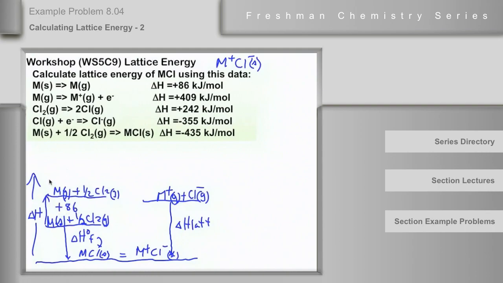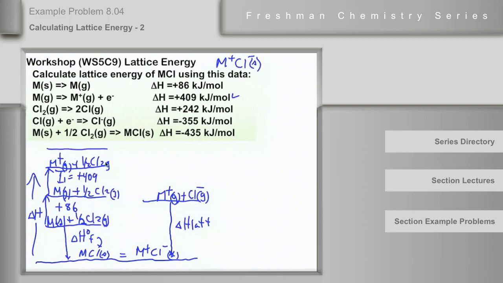Then we could go from metal gas to metal cation, M+ in the gas, plus 1/2 Cl2. We're not changing that right now. Of course that's the ionization energy, I1 of the metal, and I1 of the metal is indicated by this equation right here. M goes to M+ plus an electron in the gas phase. That's plus 409 kilojoules.